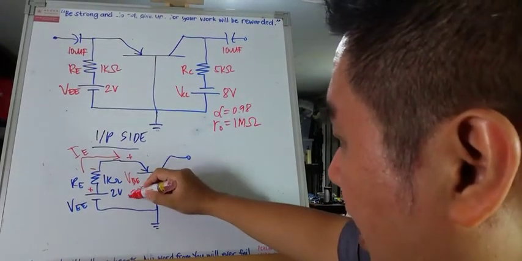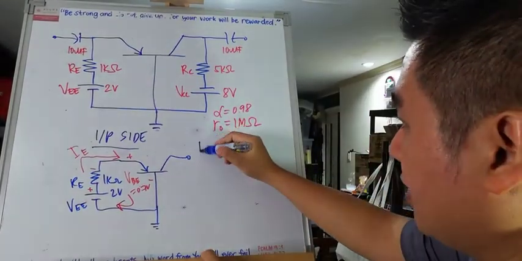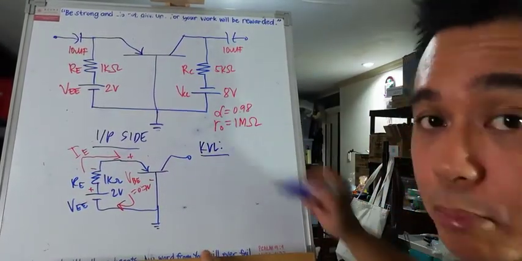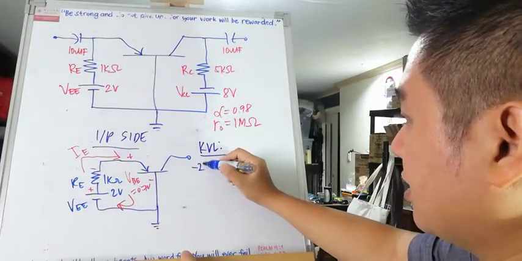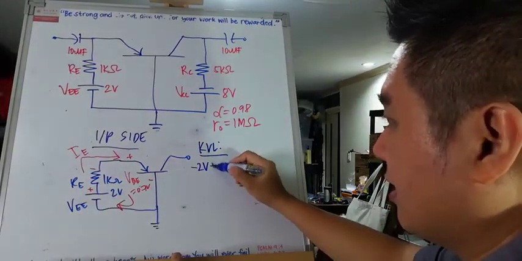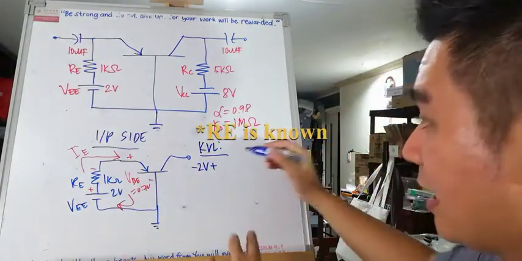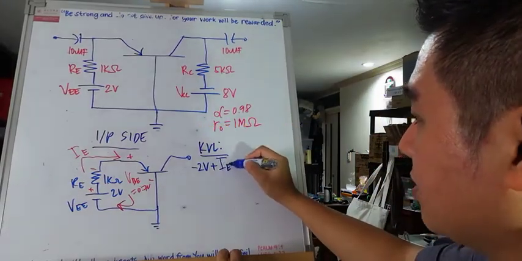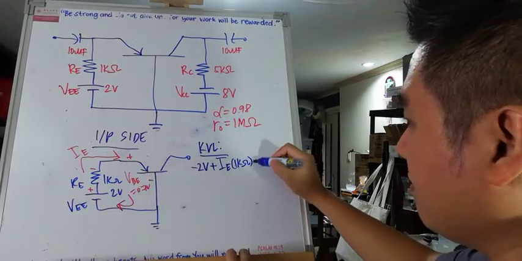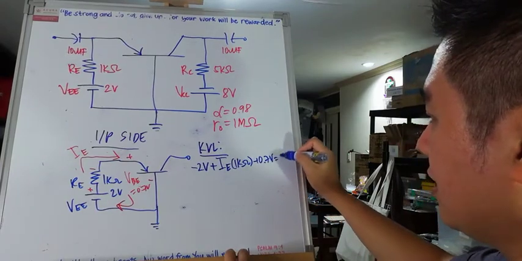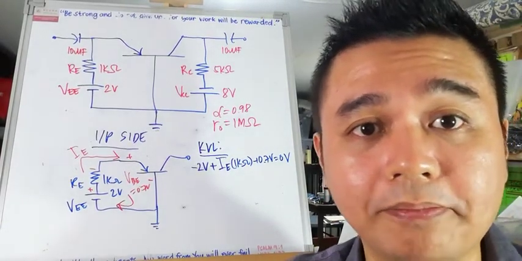Alright? So, let's do the KVL clockwise again. Let's write down the KVL equation. Magsimula tayo dito sa minus 2 volts. So, minus 2 volts plus IE times RE. IE is unknown but RE is known. Pwede na nating irekta, IE times RE. So, rektang isulat na natin. Plus VBE of 0.7 volt equals 0 volt. Yan yung KVL natin for the input side.